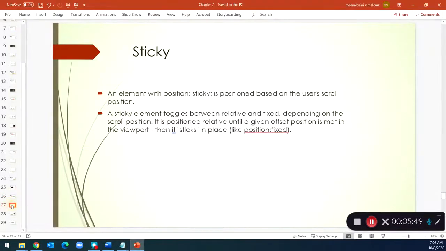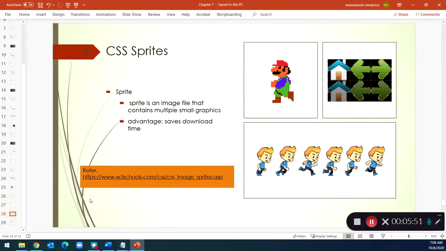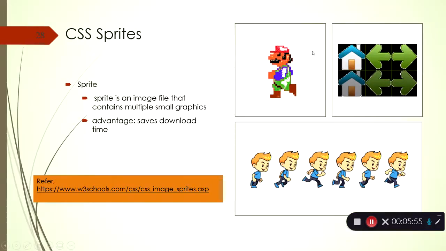Okay, next we are going to learn CSS sprites. You can look at this image that gets animated. It's an image file that contains multiple small graphics like this. It's a single image that can contain multiple small images that will be helpful to make animations. So what is the purpose? Why do we need to have this?